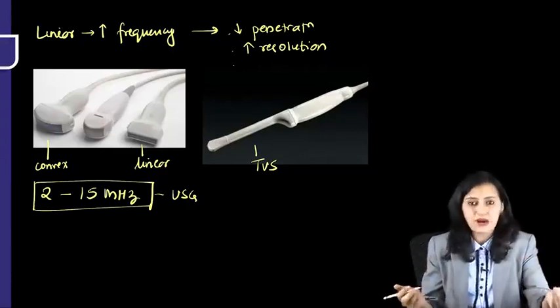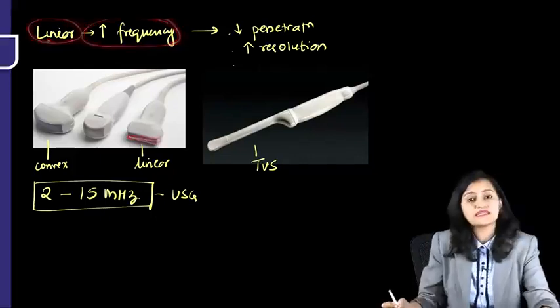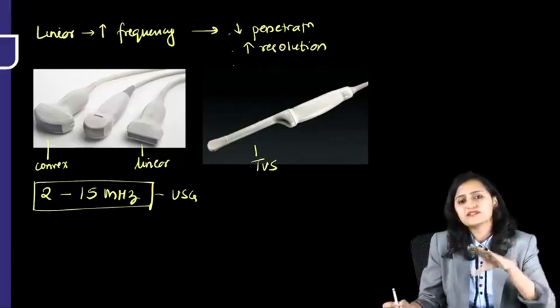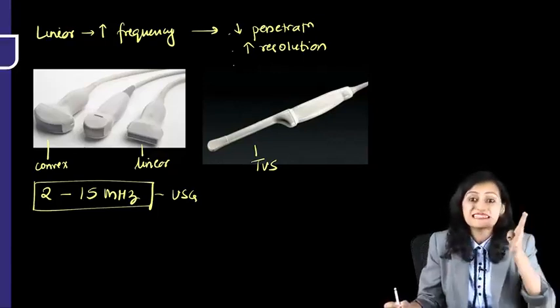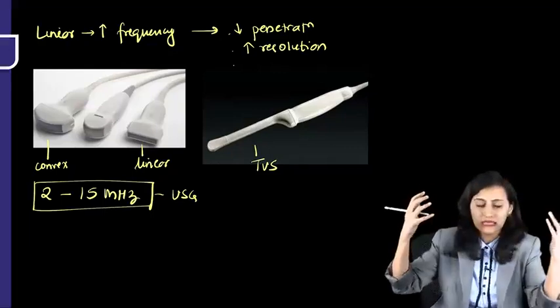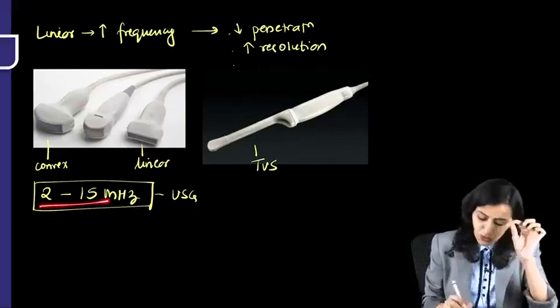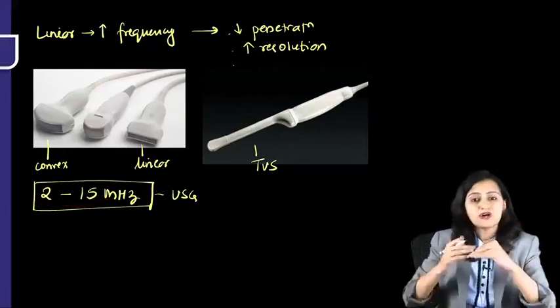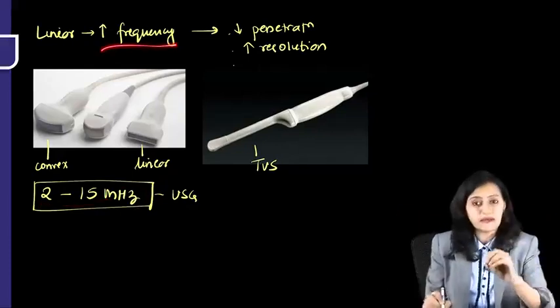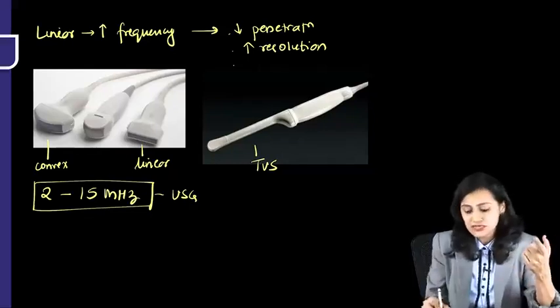So what is the advantage? This linear probe, for example, is a high frequency probe. What is the frequency of sound used in sonography? It is ultrasound. Ultra means higher than what we can hear. It is in megahertz, not even in kilohertz. 2 to 15 megahertz. So the higher the frequency that is emitted, the penetration is less, but the resolution is better.